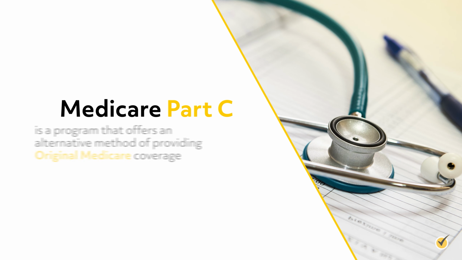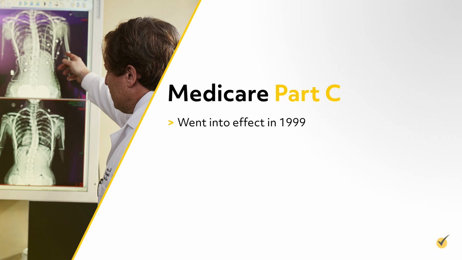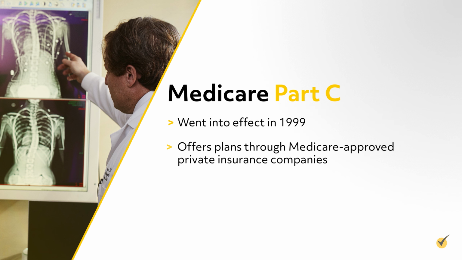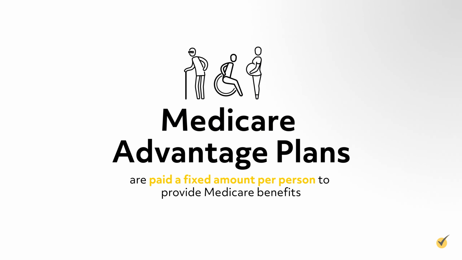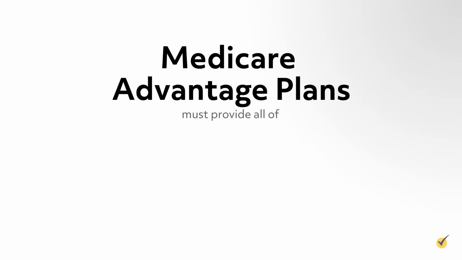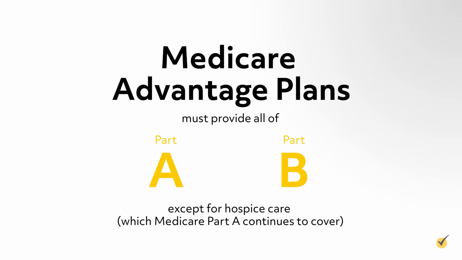Medicare Part C is a program that offers an alternative method of providing original Medicare coverage. Part C went into effect in 1999 and offers plans through Medicare-approved private insurance companies and are also known as Medicare Advantage plans. Medicare Advantage plans are paid a fixed amount per person to provide Medicare benefits. Plans must provide all of Part A and Part B services offered by Original Medicare, except for hospice care, which Medicare Part A continues to cover.